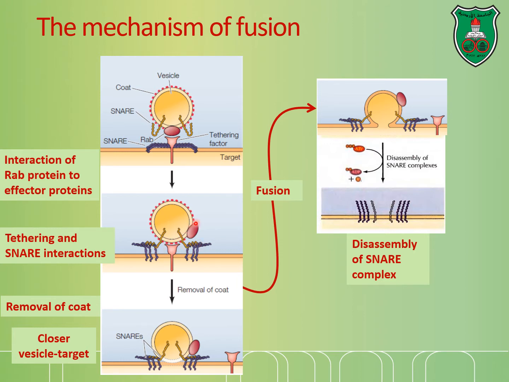What happens then is that you have removal of the coat, the Clathrin coat, for example, and that allows for the vesicle to get closer to the plasma membrane, and then what happens is you have fusion of the vesicle with the plasma membrane, so it becomes part of the plasma membrane and the content is released outside of the cell. Okay, then you have removal of the snare proteins from each other.